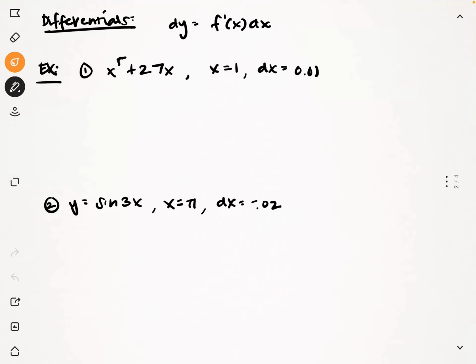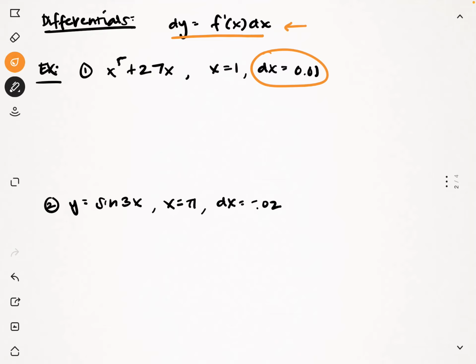Okay, so this next part is differentials, and these aren't too bad. What it looks like is dy equals f prime dx. Whenever we're given a value for dx, we're looking at differentials. So what we're going to do is take the derivative with respect to x and then plug in the dx after we do our stuff.